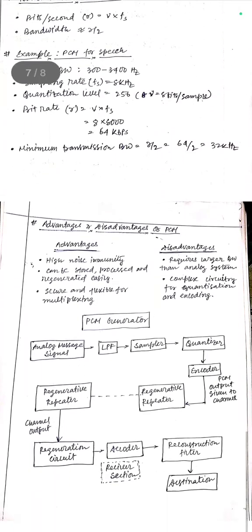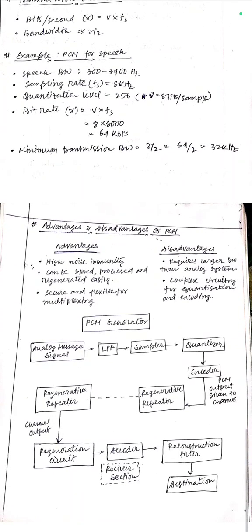Now when we discuss the advantages and disadvantages of PCM, the advantages are high noise immunity, it can be stored, processed and regenerated easily, and it is secure and flexible for multiplexing. And the disadvantages, we can say, are that it requires longer bandwidth than an analog system, that's why we use the LPF, and it needs complex circuitry for quantization and encoding.